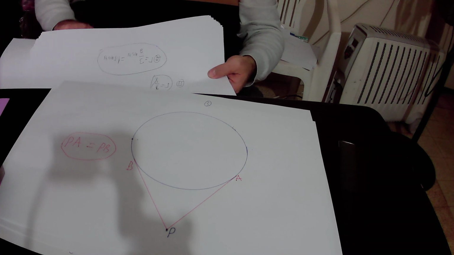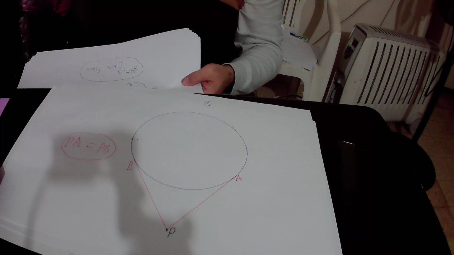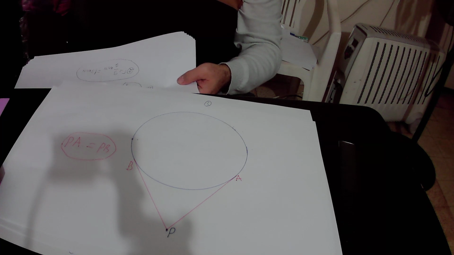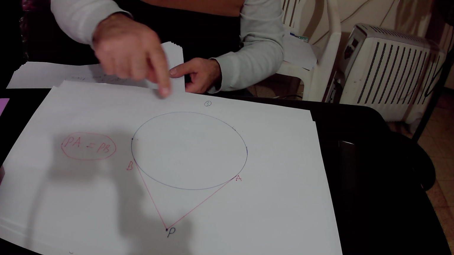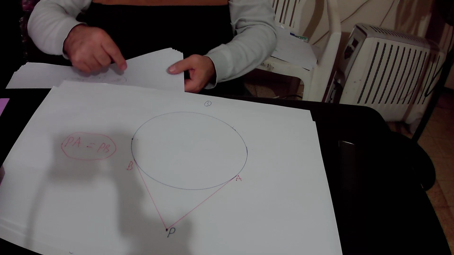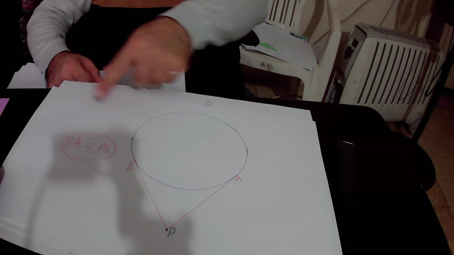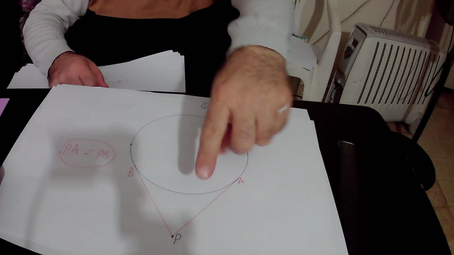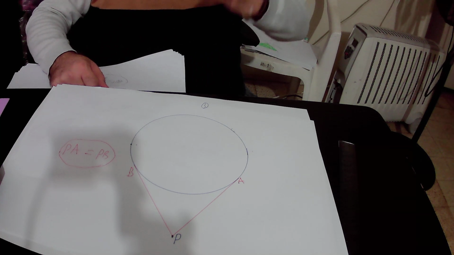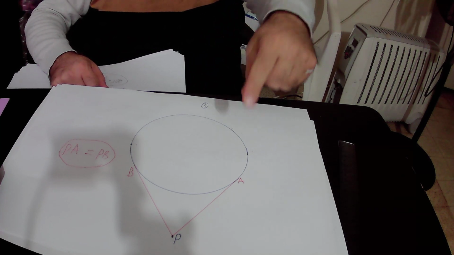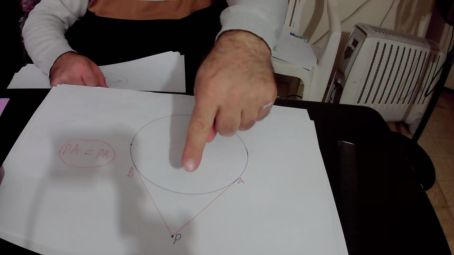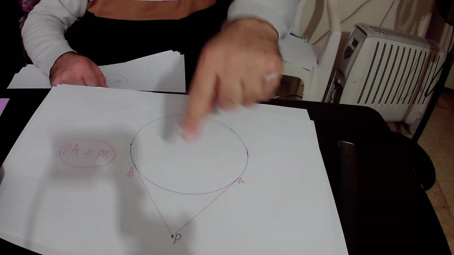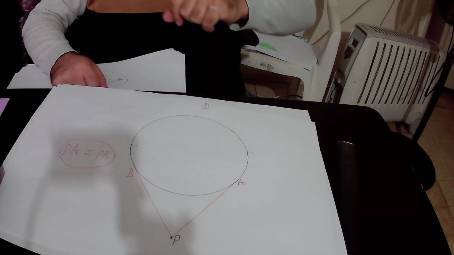and you have the external point P, and from the external point P you draw two tangents to this blue circle, then the lengths of those two tangents will be equal to each other. That is to say, PA will be equal to PB. So whenever you draw two tangents to a circle from an external point of that circle, the lengths of those two tangents will be equal to each other.